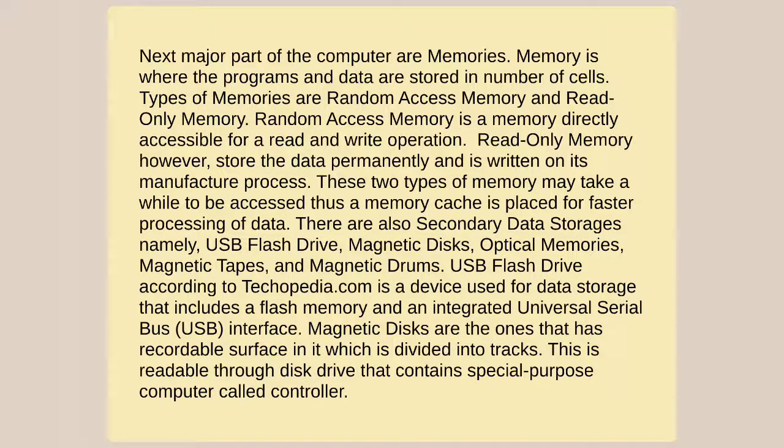These two types of memory may take a while to be accessed, thus a cache memory is placed for faster processing of data. There are also secondary data storages, namely USB flash drive, magnetic disks, optical memories, magnetic tapes, and magnetic drums. A USB flash drive, according to Techopedia.com, is a device used for data storage that includes a flash memory and an integrated universal serial bus interface. Magnetic disks have a recordable surface which is divided into tracks. This is readable through a disk drive that contains a special-purpose computer code controller.